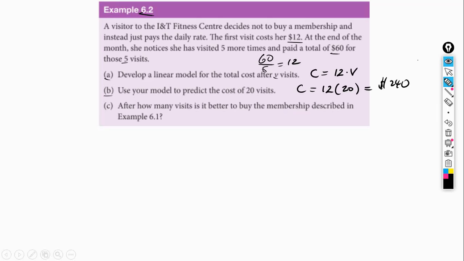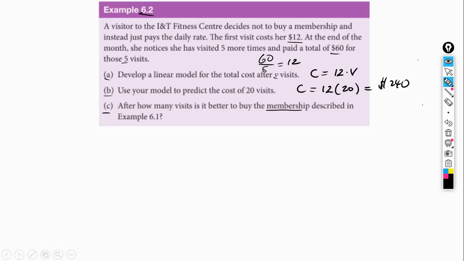So this is a bit more expensive than the previous example, right? Where the rate was $2 per visit plus the fixed rate, or the initial amount to pay, which was $100, and it gave us 140. So this is a lot more, right? $100 more. For part C, it says, after how many visits is it better to buy the membership described in example 6.1?